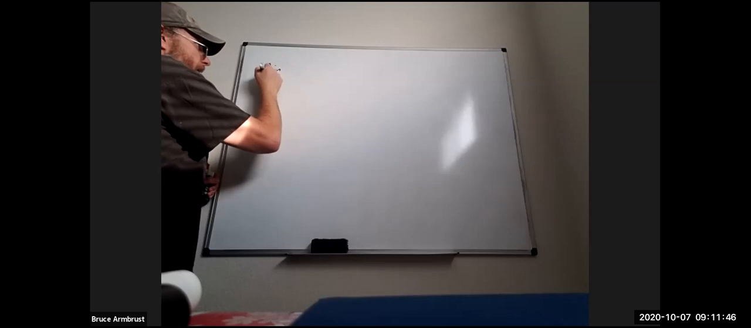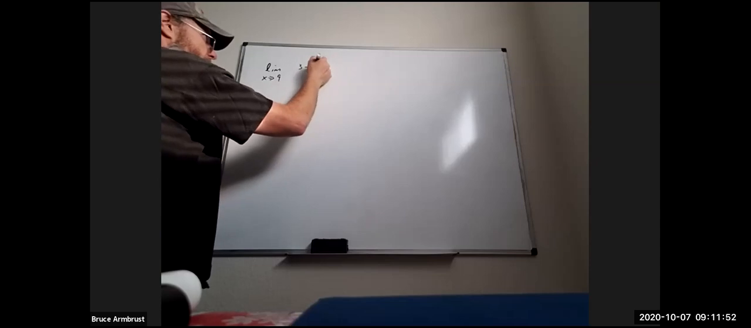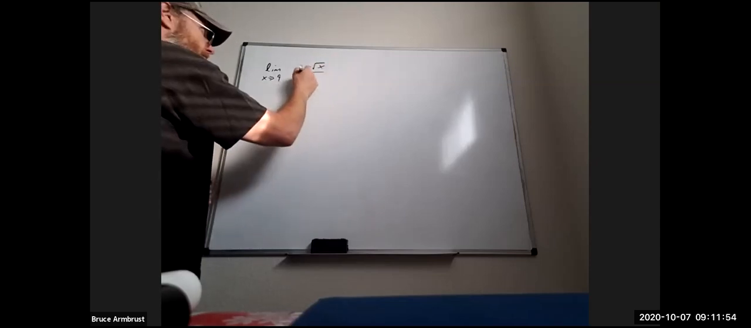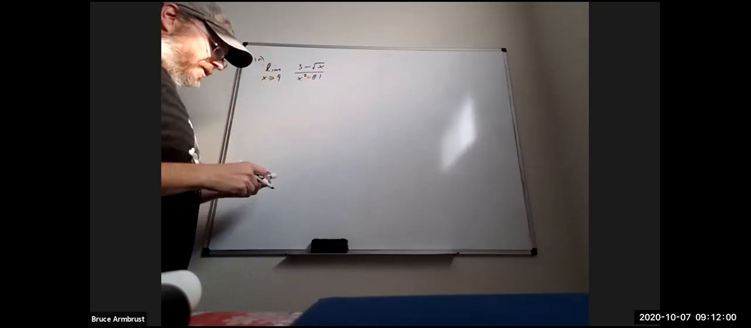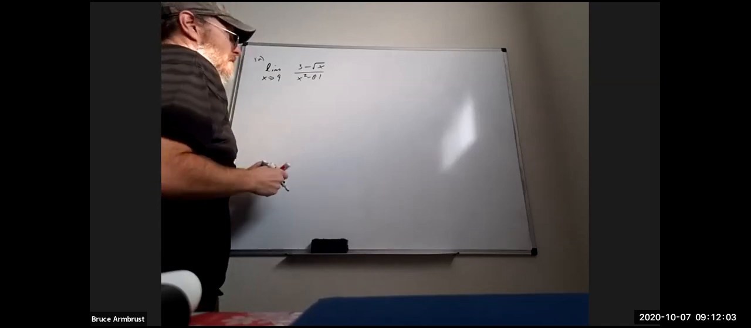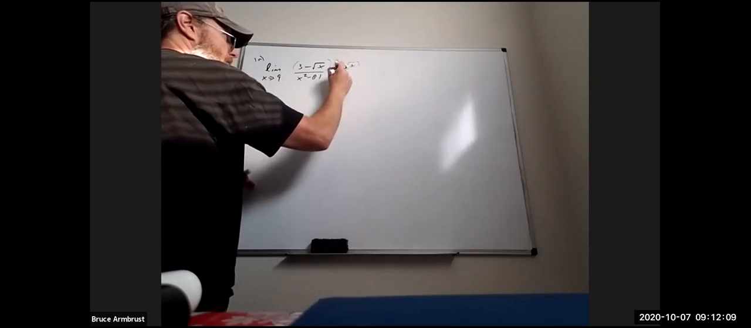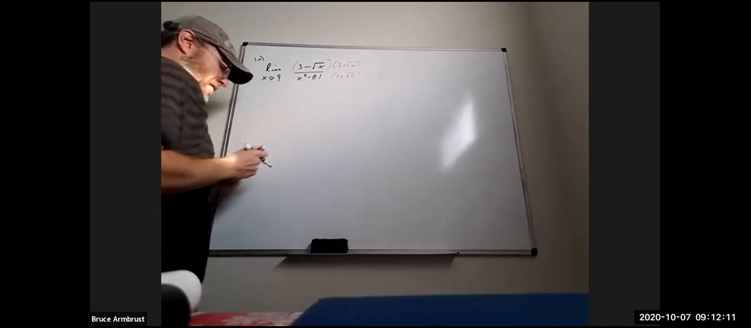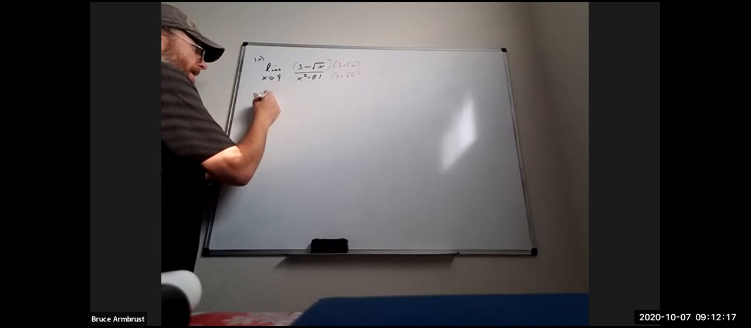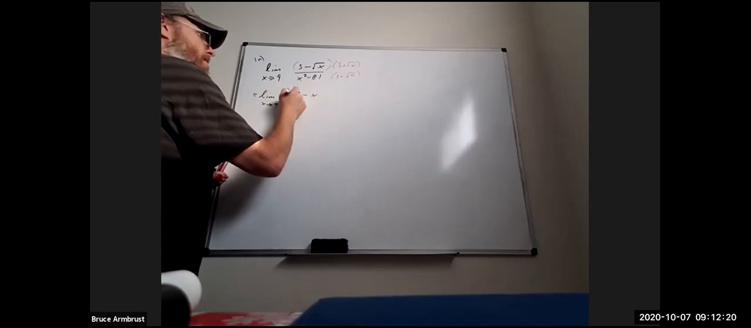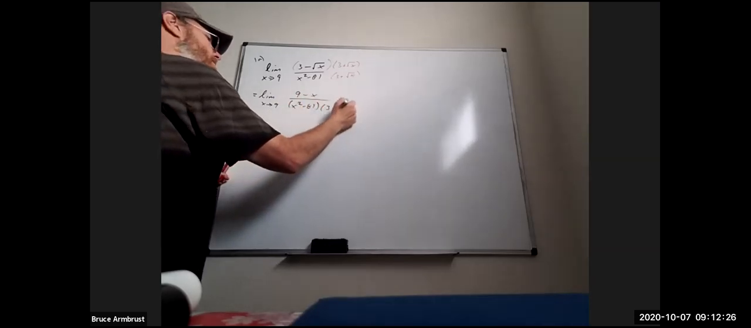So we had the limit as x approaches 9 of 3 minus the square root of x over x squared minus 81. And so just about everybody saw what we needed to do to start, which was to multiply by the conjugate. You want to rationalize this thing, so we're going to multiply top and bottom by 3 plus root x. So on top, we're going to get 9 minus x. On the bottom, we still have x squared minus 81 times 3 plus root x.